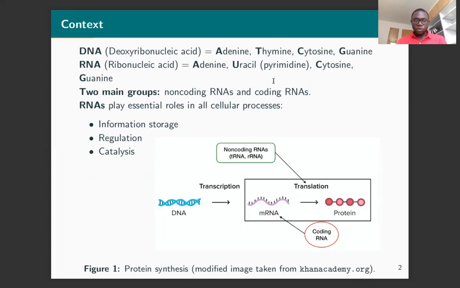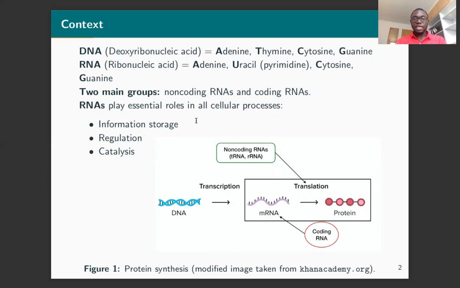So RNA stands for ribonucleic acid, and compared to DNA, they are very similar, but with two main differences. RNAs contain ribose as their pentose sugar instead of deoxyribose for DNAs. And also RNAs contain uracil as their pyrimidine instead of thymine. DNAs generally get more attention, but RNAs also play a very important role in all our cellular processes.